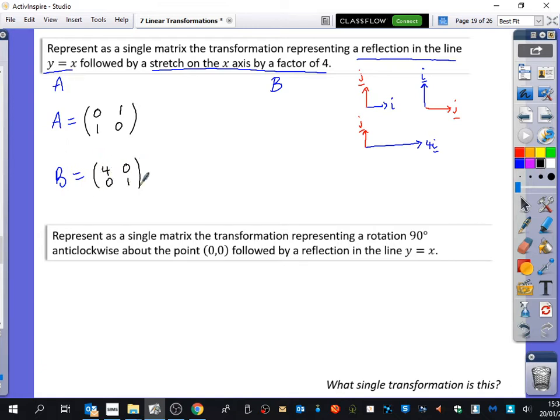4, 0, 0, 1. So if we want to find out a single matrix that does both of them, we need to do AB or BA? BA. So the single matrix BA will be 4, 0, 0, 1, and then 0, 1, 1, 0. And then when we multiply these together, what should we get up here? 0. Yep.